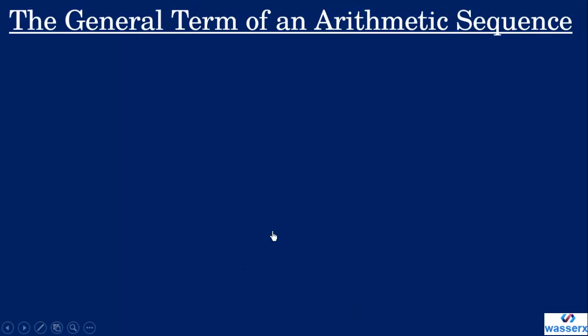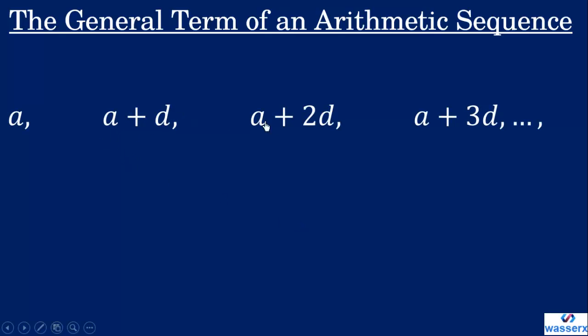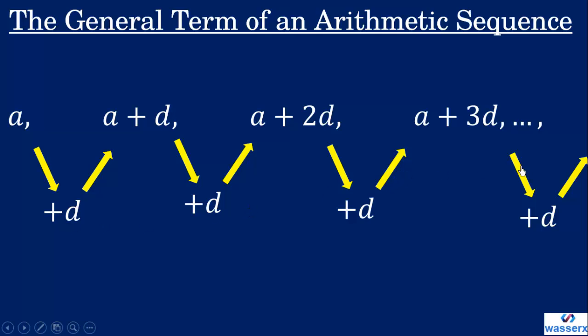If we have a general arithmetic sequence that differs by a constant of d, so we keep adding d to get the subsequent terms, then in general, the formula for finding each term of the sequence, which is referred to as the nth term of the arithmetic sequence, is given by u sub n equal a plus n minus 1 d.